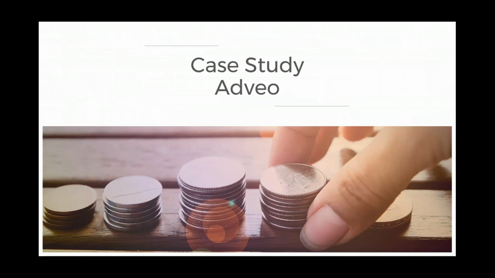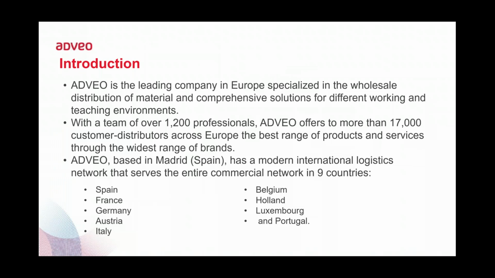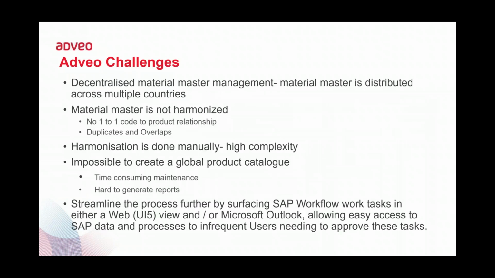Okay. So who are the people using it and what benefits are they getting? So I'm quickly going to go through this quick case study. Adveo, they're like an Office Depot or a Staples in Europe. They're one of the larger companies in this space. 1,200 professionals, 17,000 distributors and customers, and so on, operating in 9 countries. They wanted a master data solution which will react very quickly. They can create things into the catalogs very quickly so they can sell it.